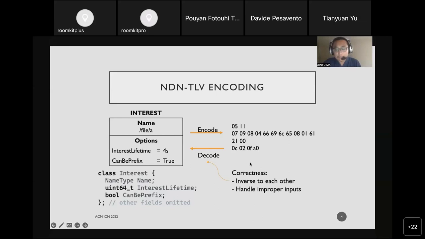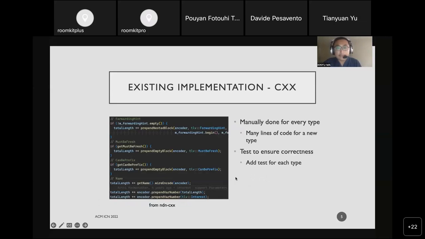For the existing implementation, for example NDN-CXX, the encoding and decoding functions are manually written for every type. This is copied from the Interest part. The Interest has fields like forwarding hint, must-be-fresh, can-be-prefix, and some name fields. So in the encoding function, the programmer manually writes code which puts those fields into the encoded wire. It works, but this gives many lines of code for every type. And also the correctness is ensured by tests, so we have to test each type, and if the tests do not cover everything, there may be problems.